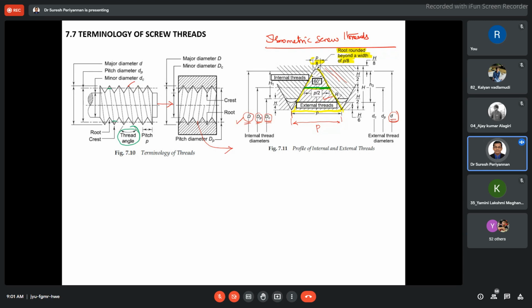Now these are the dimensions we should follow while preparing the threads, internal threads and external threads. See here, this is the h by 2. This h by 2 is nothing but, take the asymptotes here.